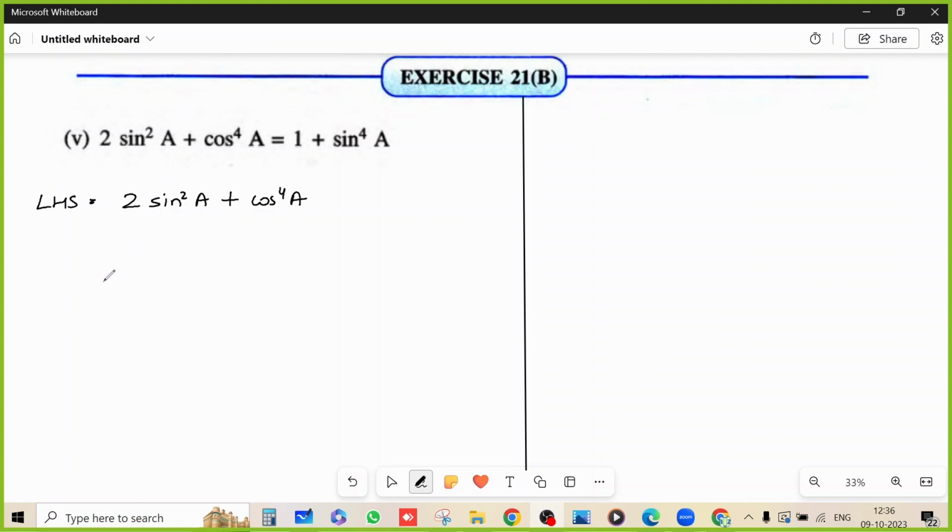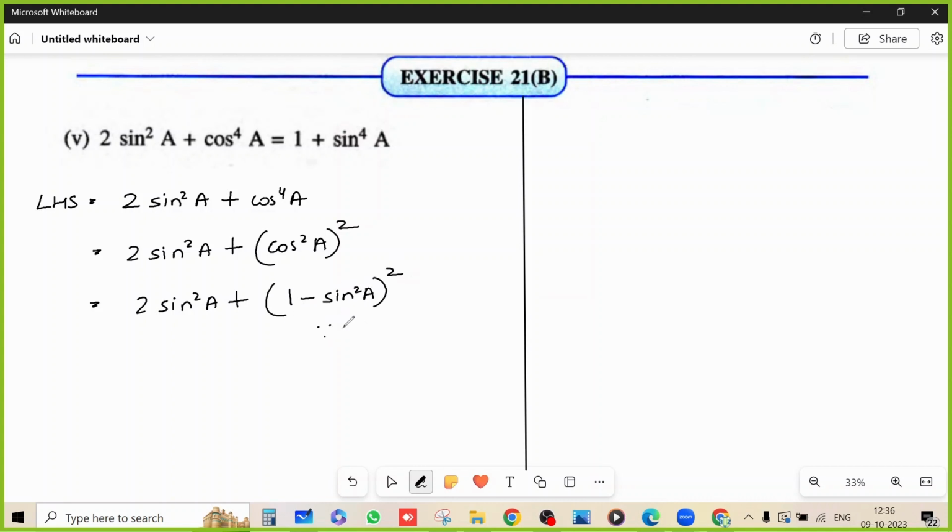In part 5, the LHS is given as 2 sin square A plus cos raised to 4A. Now we can write cos raised to 4A as cos square A whole square. This can be further written as 1 minus sin square A whole square, since according to the trigonometric identity sin square A plus cos square A is equal to 1. Therefore, cos square A is equal to 1 minus sin square A.